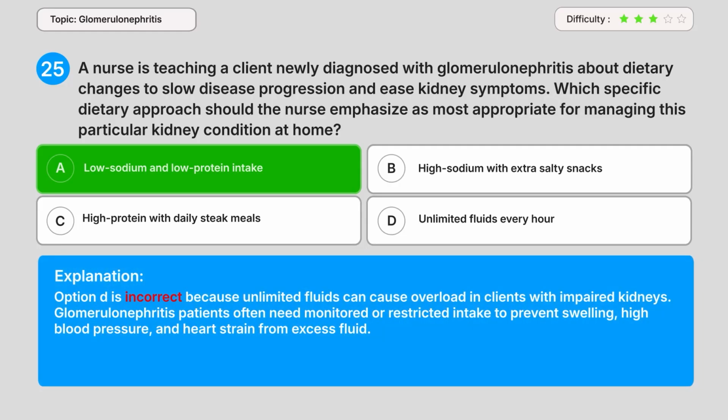Option D is incorrect because unlimited fluids can cause overload in clients with impaired kidneys. Glomerulonephritis patients often need monitored or restricted intake to prevent swelling, high blood pressure, and heart strain from excess fluid.